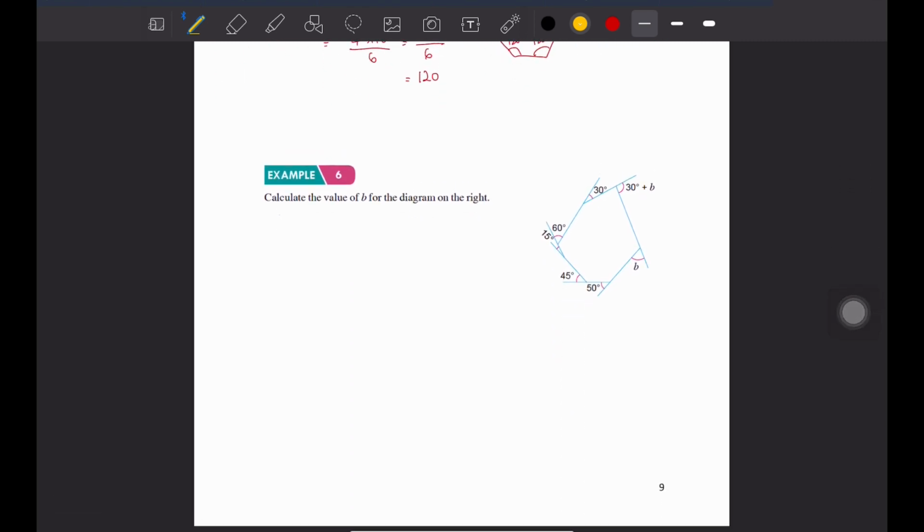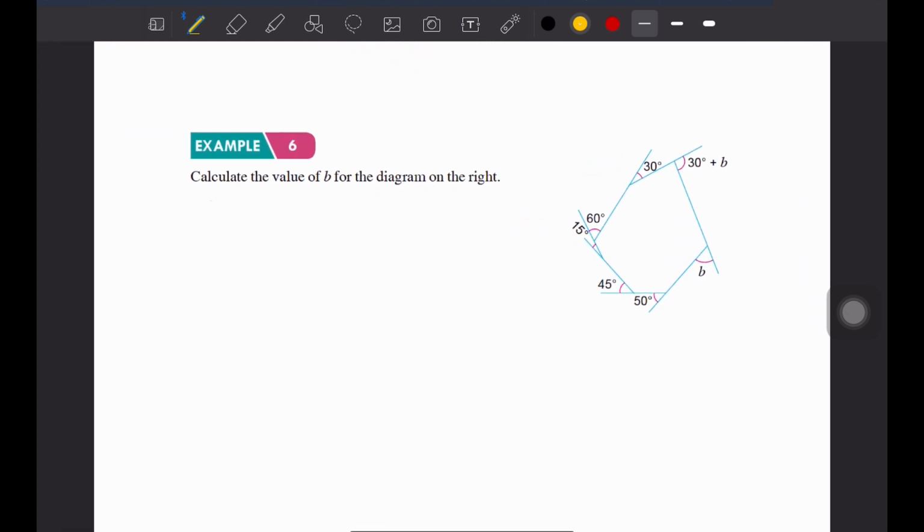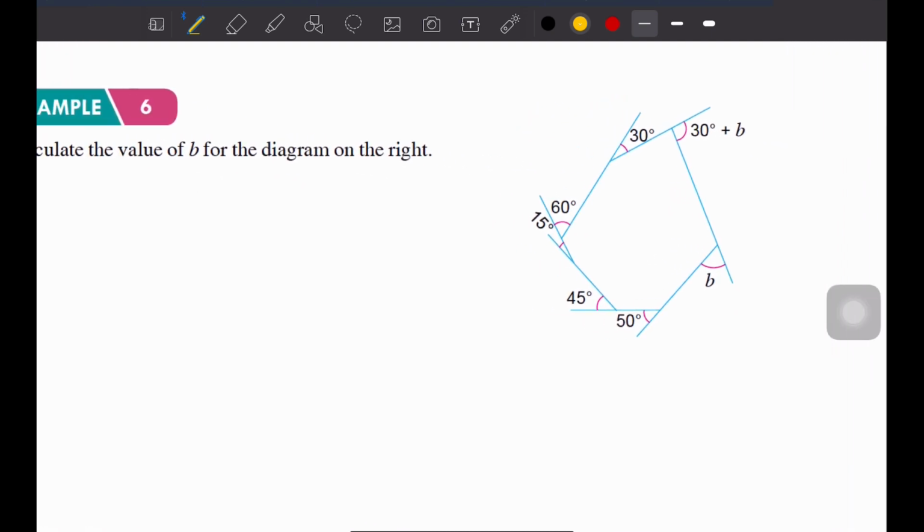Okay, now let's look at example 6. Calculate the value of B for the diagram on the right. So all of this is exterior angle kan. Okay, so we know the exterior angle is total up to 360. Kita check dulu each of the exterior. So exterior, exterior, exterior, exterior, exterior, exterior, exterior. Okay, all of it is exterior.